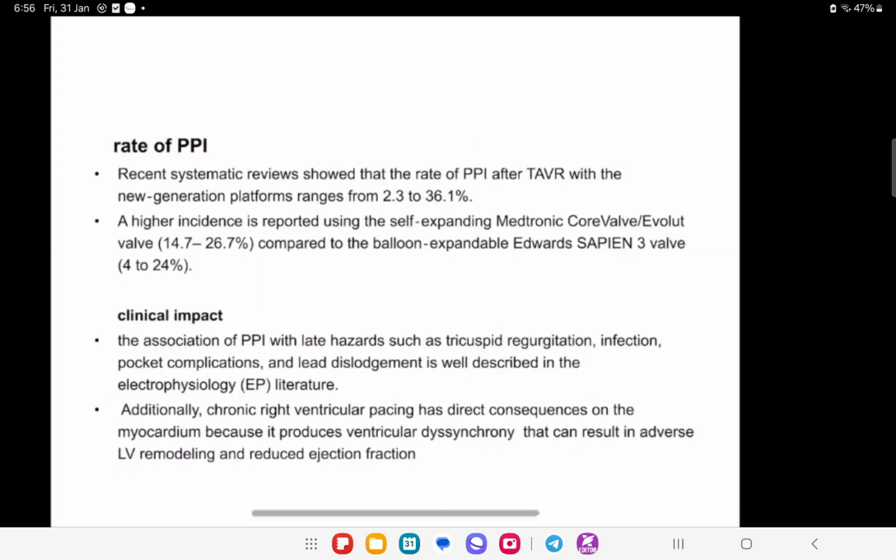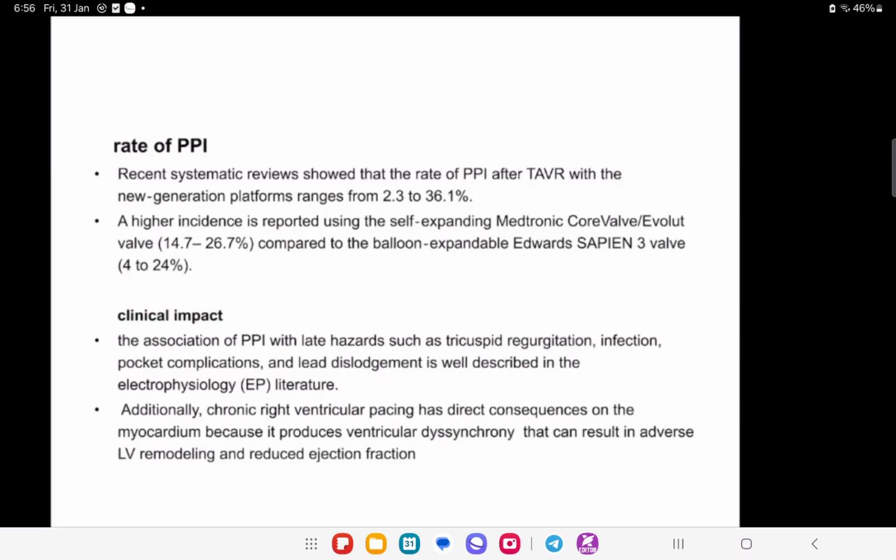The rate of permanent pacemaker insertion. Recent systematic reviews showed that the rate of PPI after TAVR with the new generation platforms ranges from 2.3% to 36.1%. A higher incidence is reported using the self-expanding Medtronic CoreValve Evolut valve, 14.7 to 26.7%, compared to the balloon expandable Edwards Sapien 3 valve, which is 4 to 24%.